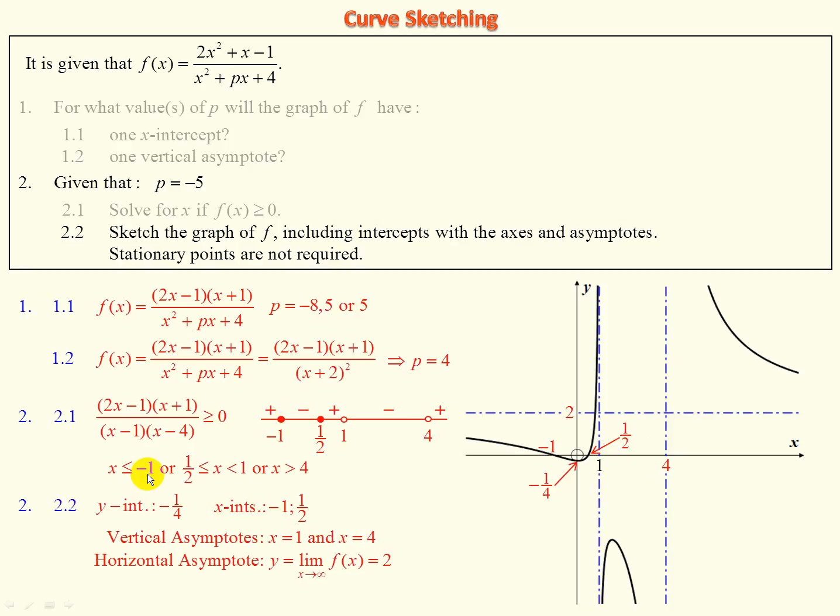That's the whole idea. Less than or equal to negative 1. So it's positive, it's above the x-axis, less than negative 1. It's above the x-axis from half to 1, and it's above the x-axis above 4, which implies immediately that they are below the x-axis between negative 1 and a half, so therefore negative 1 to a half, there it is below, and between 1 and 4, there it is below there.